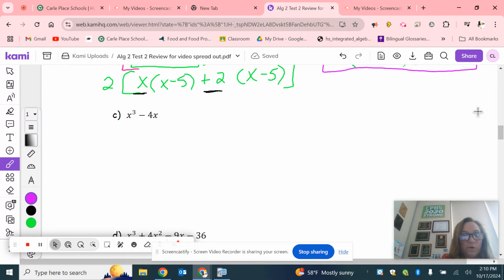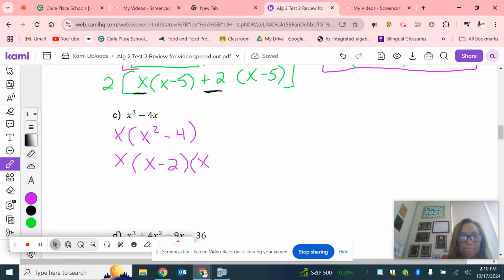All right, so GCF is x. And then I notice that these are the difference of two squares. And again, you can check it in your calculator.